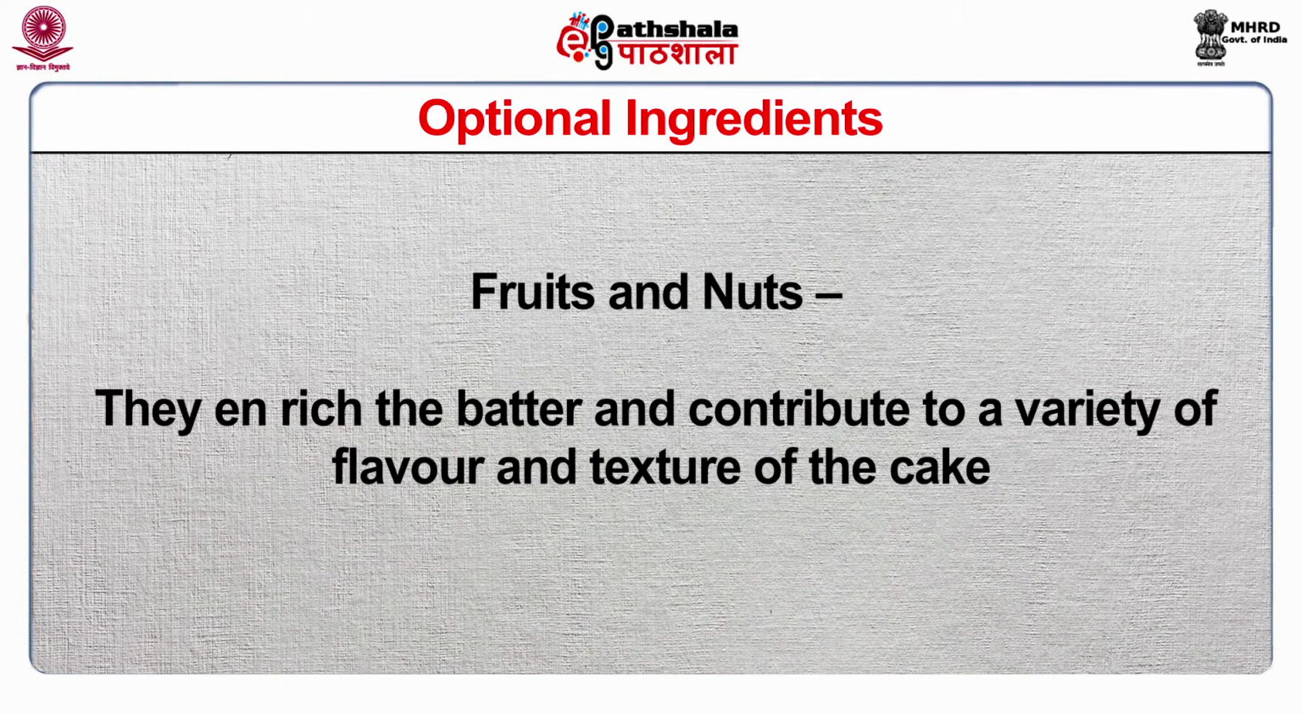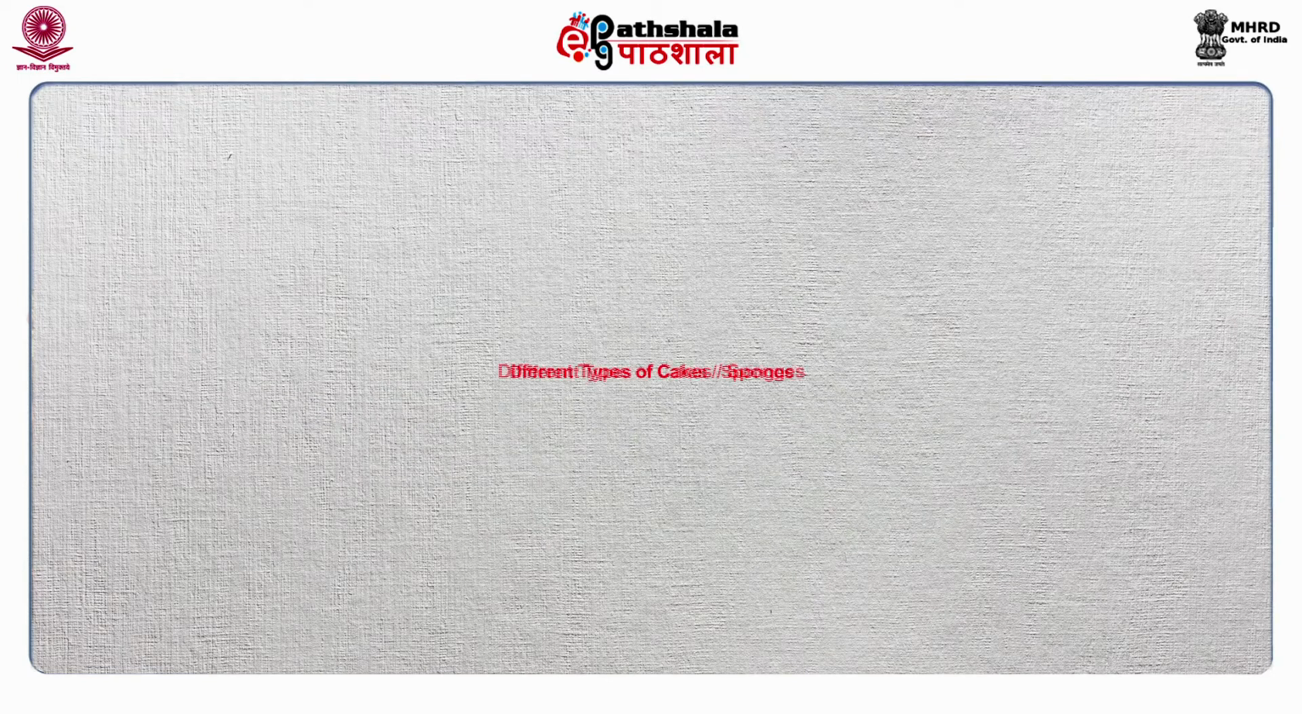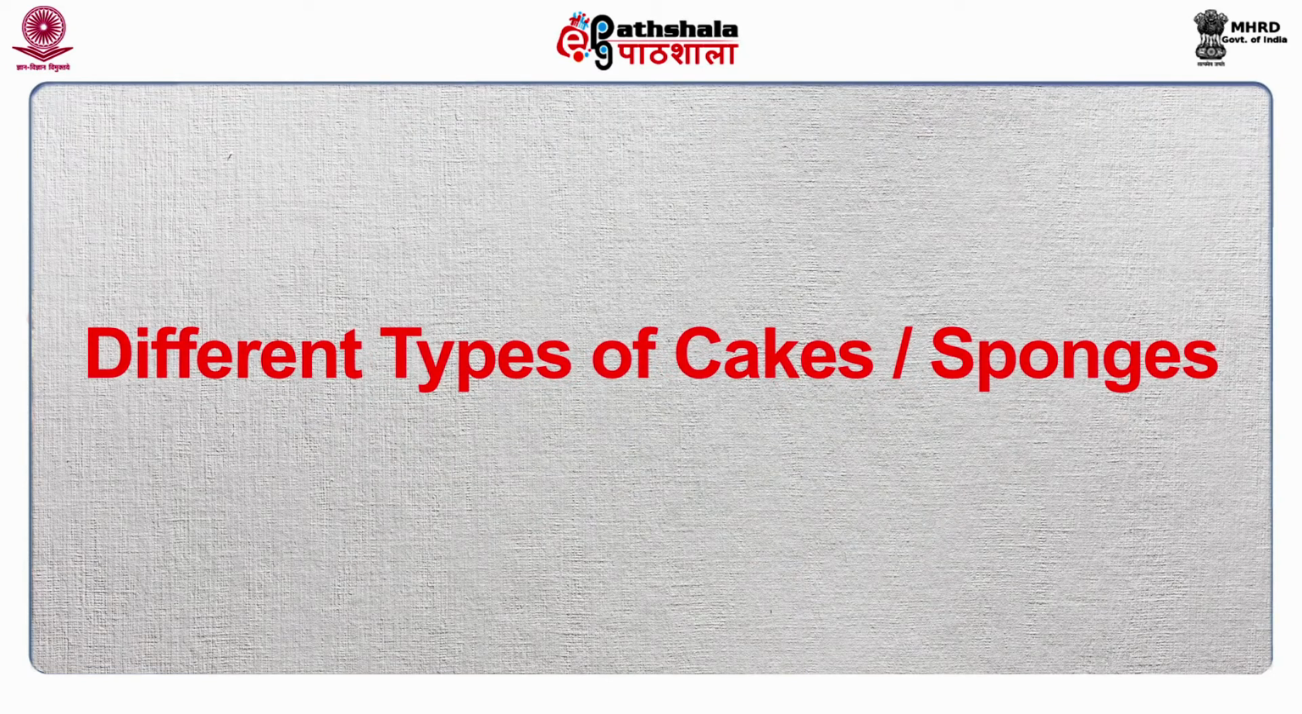Fruits and nuts. They enrich the batter and contribute to a variety of flavor and texture of the cake. Now, I am going to discuss the different types of cakes and sponges.